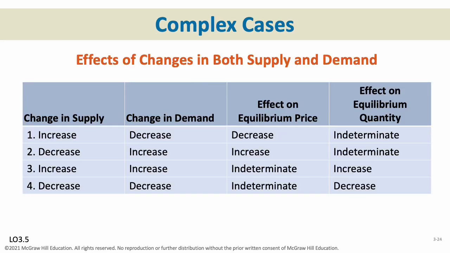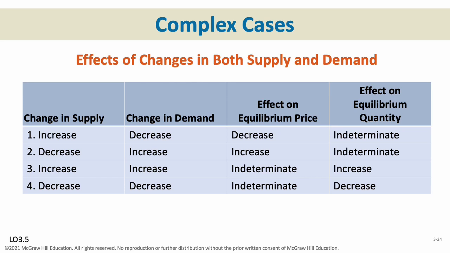Now you can run into situations where both supply and demand change. So if you have an increase in supply and a decrease in demand, price is going to drop by rule. We're not sure what would happen to equilibrium quantity. It would depend which of the two moved more. If we have a decrease in supply and an increase in demand, by rule price is going to go up. But once again, as for equilibrium quantity, it would all depend on which one moved more.